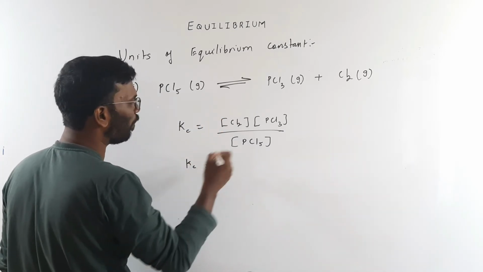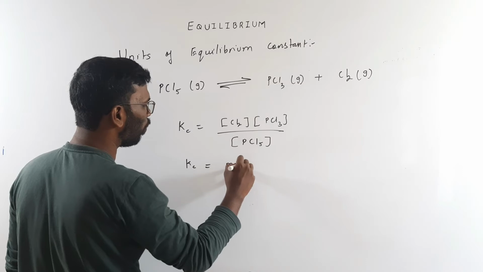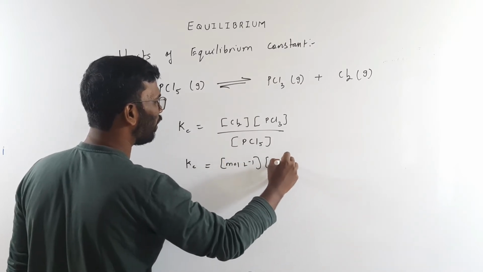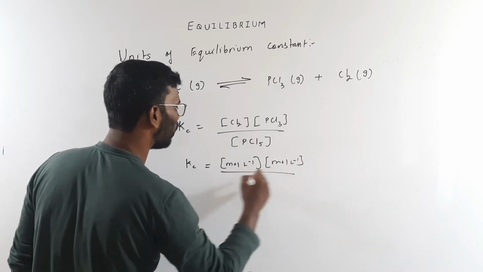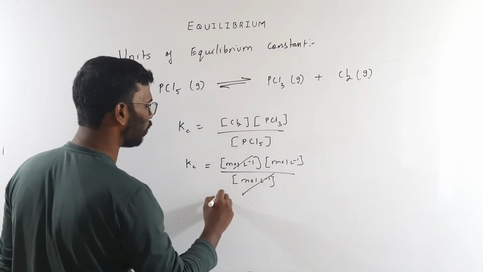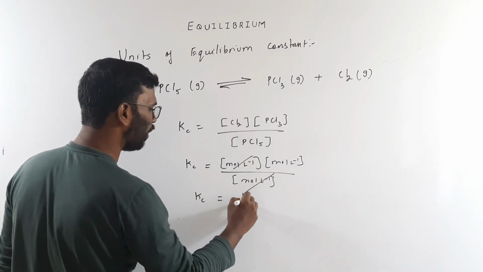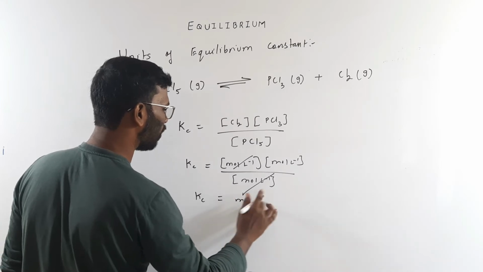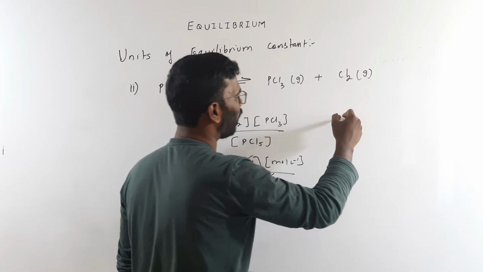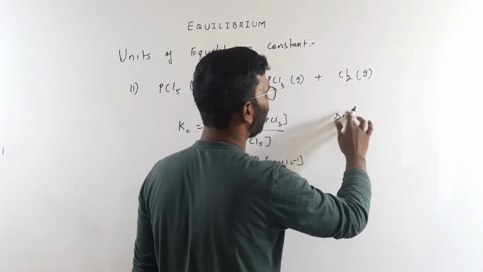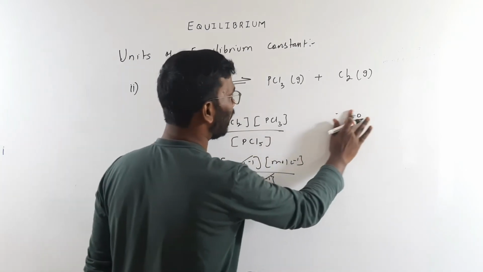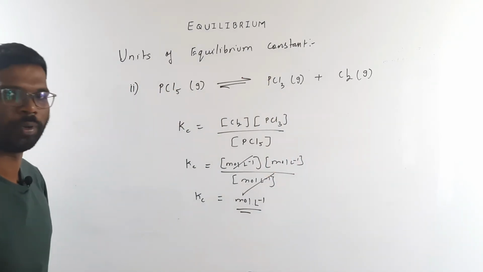So Kc will be equal to, over here this will be moles per liter, and this is moles per liter. These two units cancel, so over here I am getting the unit to be moles per liter. So it depends on the value of delta n. If delta n is 0, then there won't be any units for the equilibrium constant.